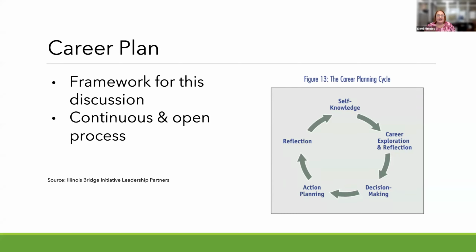So this diagram comes from the Illinois Bridge Initiative, and that's where I got some of this information. So here and over the next slides, I have some mini templates that I had pulled from Switchboard that can break down that career planning process for the internationally trained professionals.